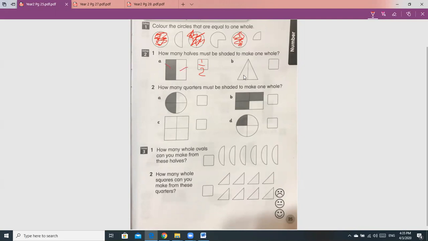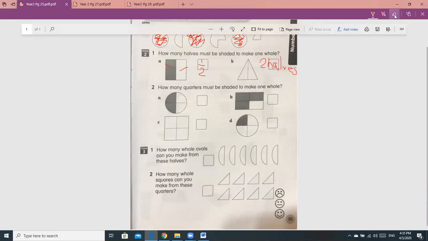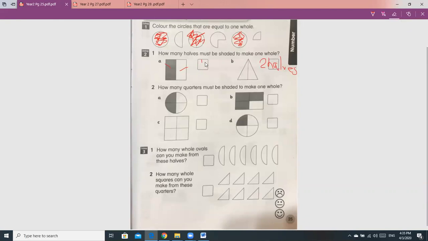Here he didn't color anything for me, so I have to color what? I have to color the 2 parts from 2. So I have to color 2 halves, a half and a half, 2 halves. Here I want to color how many halves? 1 half. You can write it in letters.